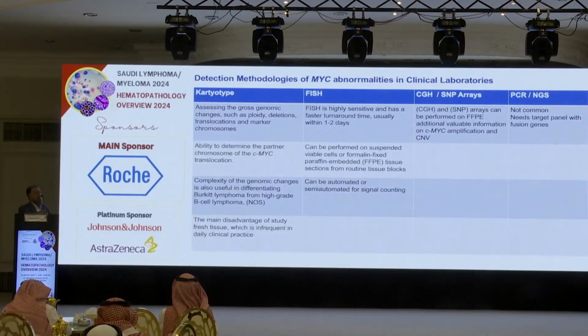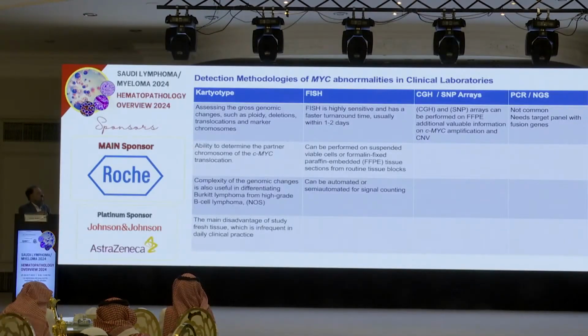CGH and SNP arrays are very similar. They are faster, but they can also be utilized on fixed tissue. FISH, as I said, can be used whether you are sending formalin-fixed, paraffin-embedded tissue or fresh tissue. So can CGH and SNP arrays, but these are a little less common in clinical practice.